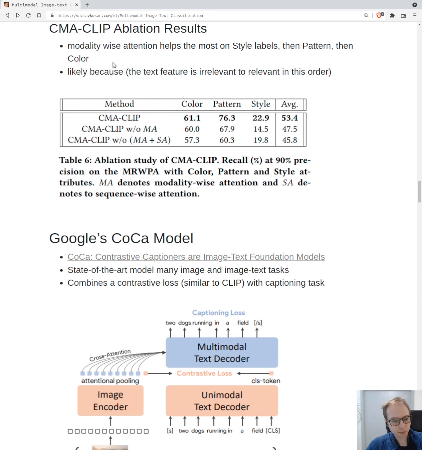Okay, CMA-CLIP ablation results. So this is interesting. This is where they remove the modality-wise attention, and we can see that modality-wise attention helps the most on the tasks where one of the modalities is simply not useful at all. For example, in case of style, that's something that's often not mentioned at all in the text, and so that's where the modality-wise attention is going to help in the context of multitask learning.